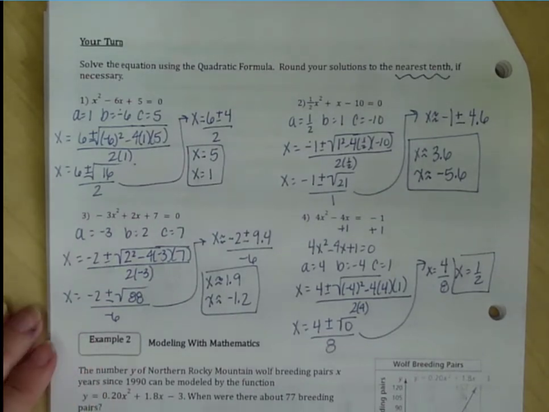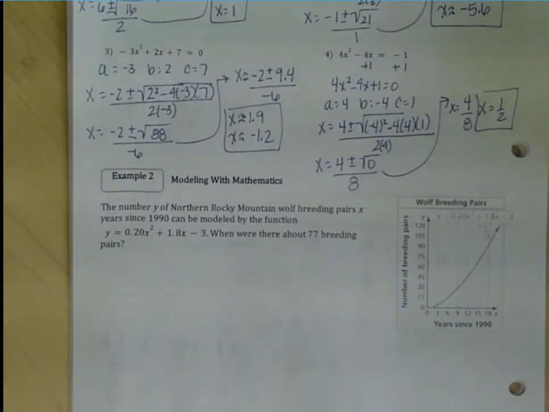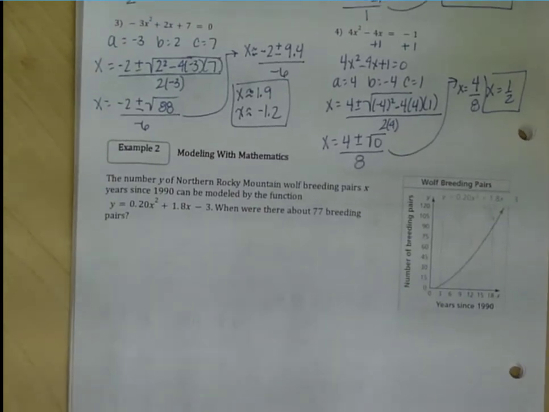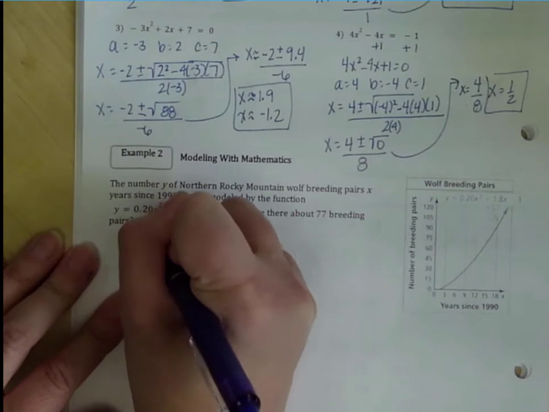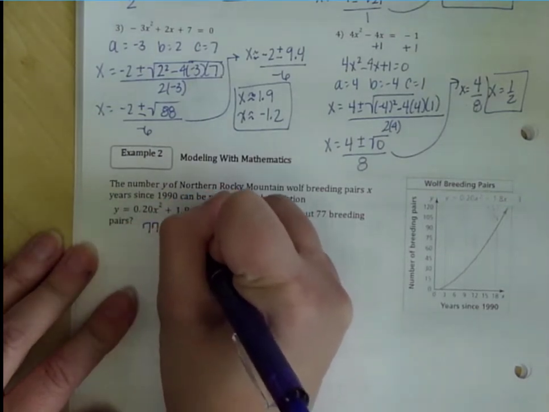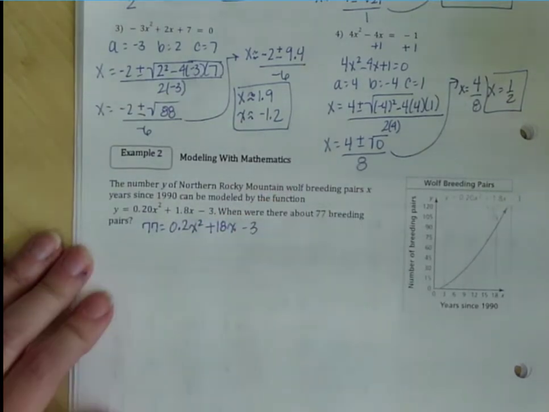All right, so now let's take a look here at example 2. The number y of northern Rocky Mountain wolf breeding pairs x years since 1990 can be modeled by the function y equals 0.2x squared plus 1.8x minus 3. When were there about 77 breeding pairs? So our y in this case is going to be 77. So I have 77 equals 0.2x squared plus 1.8x minus 3.